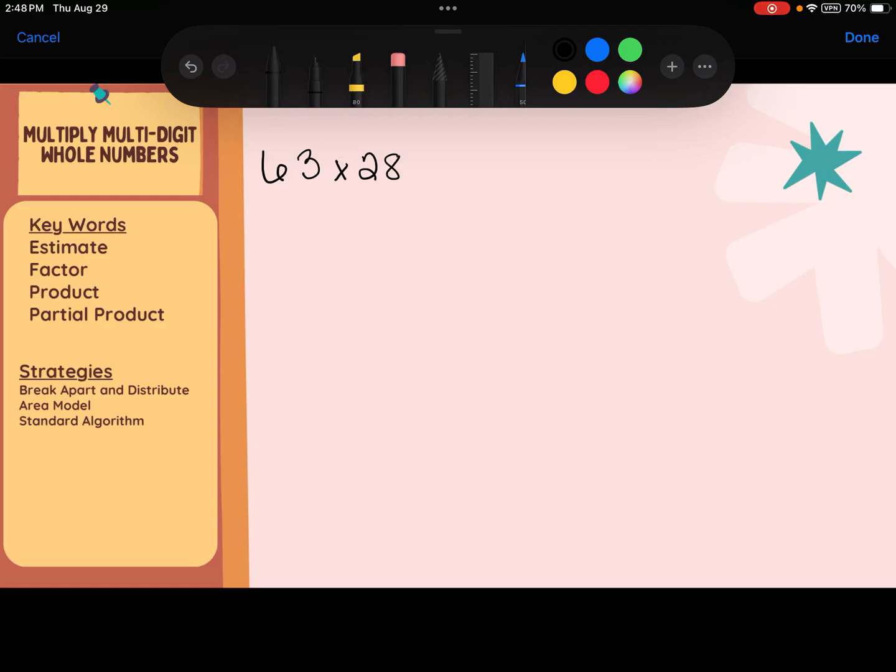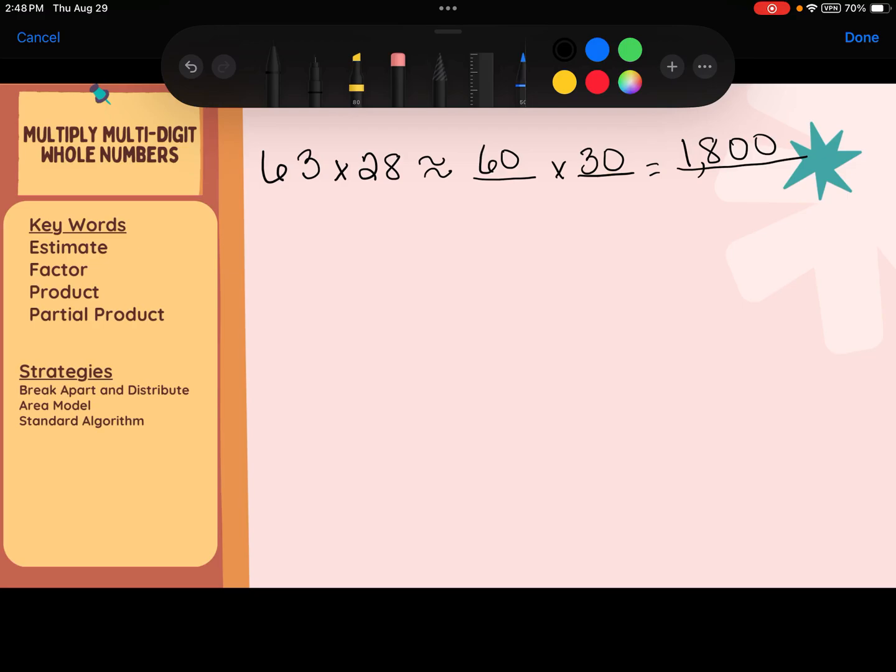So 63 times 28, I know 63 is about 60 and 28 is about 30. So I know that this is going to be 1,800. And so as I solve, I'm going to go ahead and make sure that my answer is really close to this and nothing really far off.